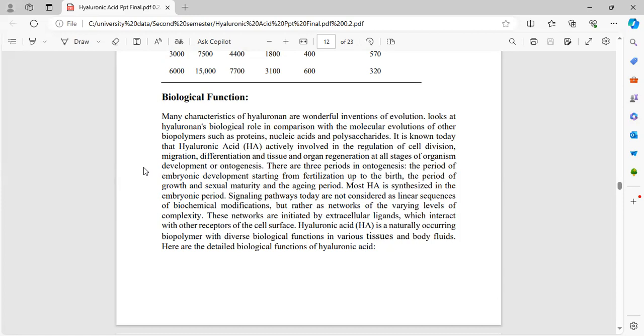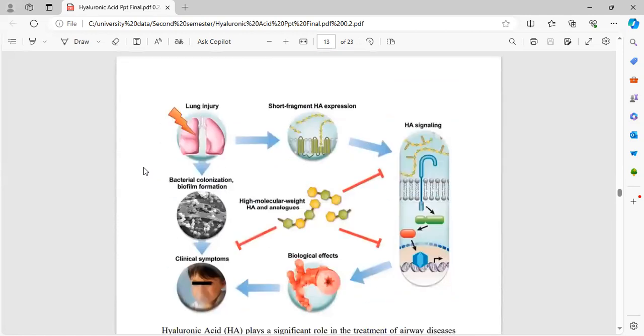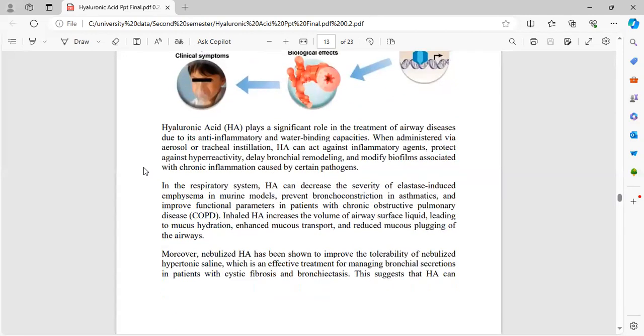Hyaluronic acid is a naturally occurring biopolymer with diverse biological functions in various tissues and body fluids. Here are the detailed biological functions of hyaluronic acid. Hyaluronic acid plays a significant role in the treatment of airway diseases due to its anti-inflammatory and water-binding capacities. When administered via aerosols or tracheal instillations, hyaluronic acid acts against inflammatory agents, protects against hyperactivity, delays bronchial remodeling, and modifies biofilms associated with chronic inflammation caused by certain pathogens in the respiratory system.